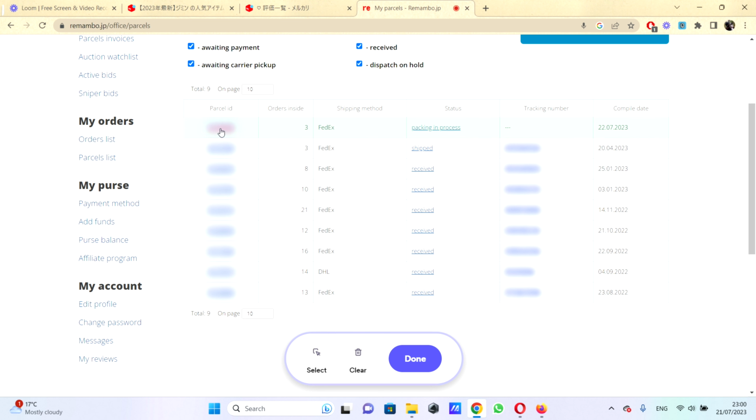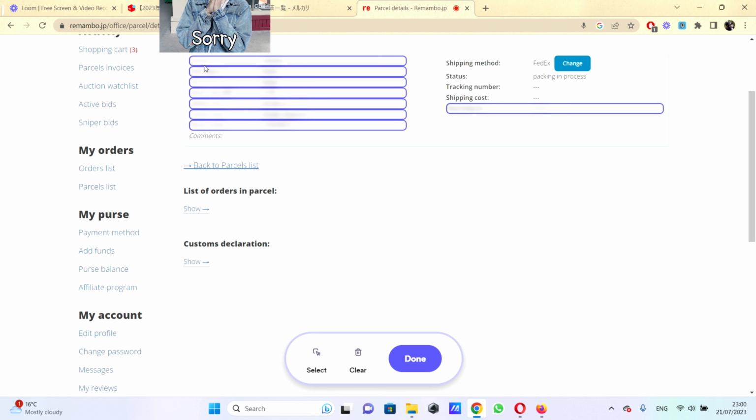So let's, for example, click on the one that we just did. I had to scroll down a little bit because this shows my parcel ID, and if I blur it, then the whole page is blurred. So anyway, then what shows up is your address, your shipping method, shipping cost, which when you click on the parcels and on the ID is then you will have to pay. And then you can check all the orders that are in the parcel, and also the customs declaration, which you just filled in. And then you pay for it, you receive the tracking number, and then all is great.